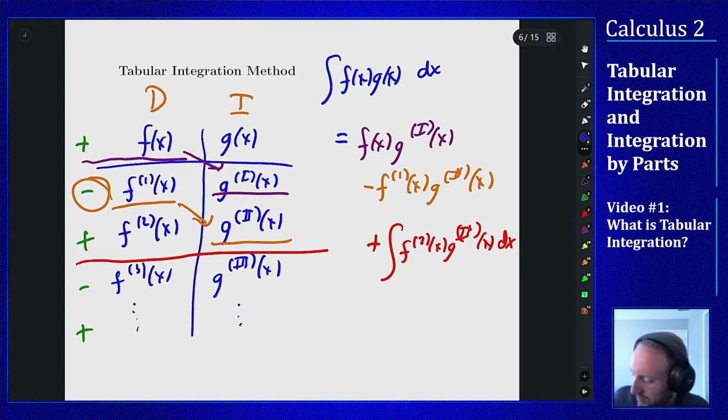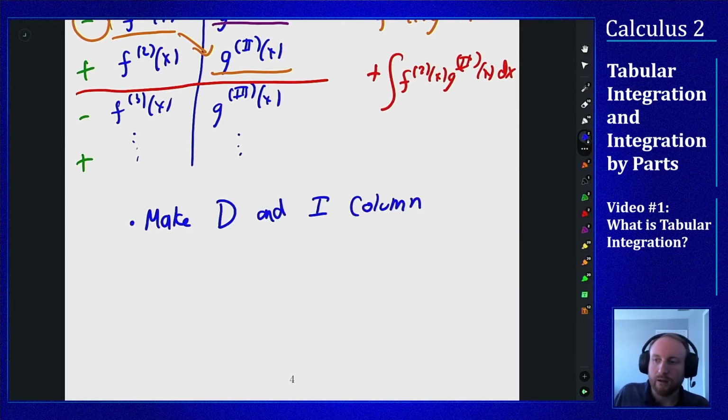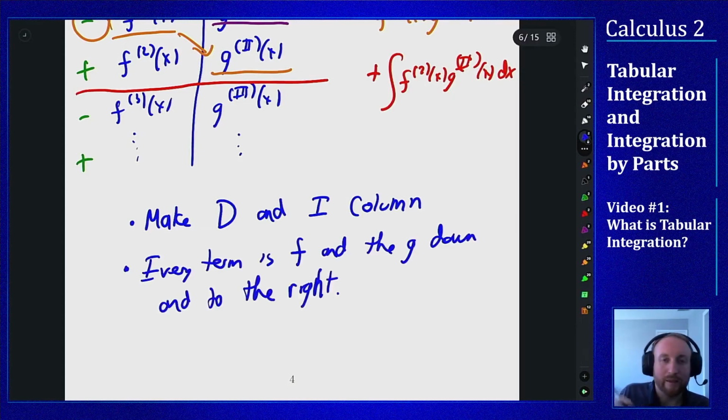The key points are you make a d and I column. Every term that is not in the integral is the f, and then the g thing that's down to the right of it. And the minus signs go with the f. And the last line here is the horizontal across inside the integral.